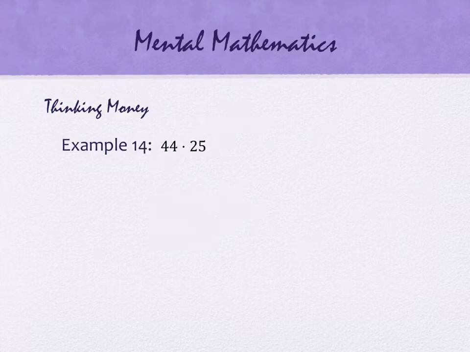Okay, so if I'm thinking money, what is this 25 representing? Quarters. This is a quarter. So I'm saying here that I have 44 quarters. There's got to be a better way to carry around my money than 44 quarters in my pocket. What would be friendlier?